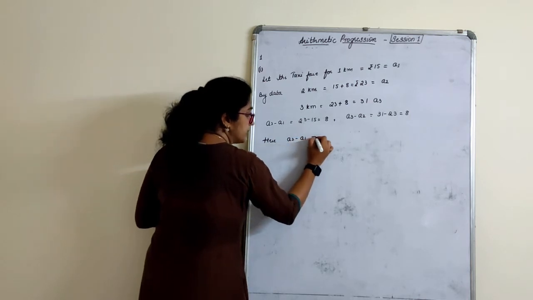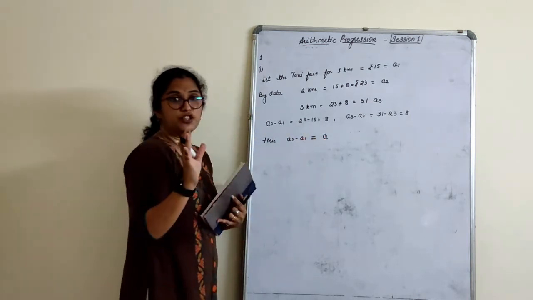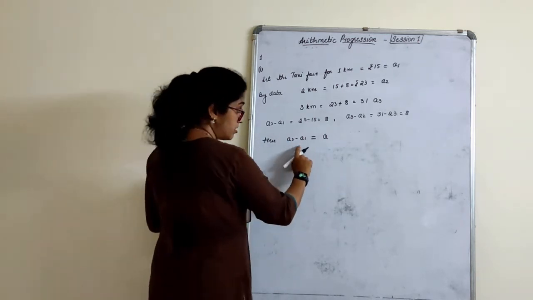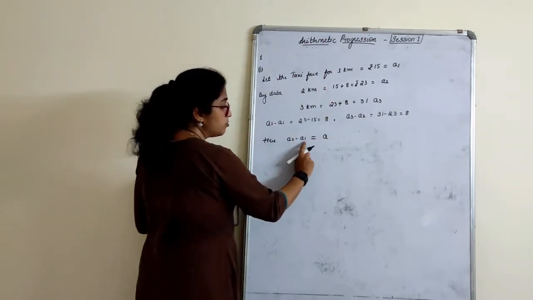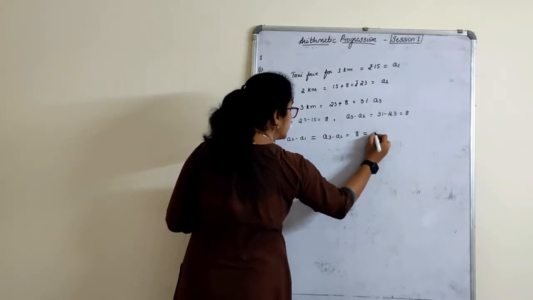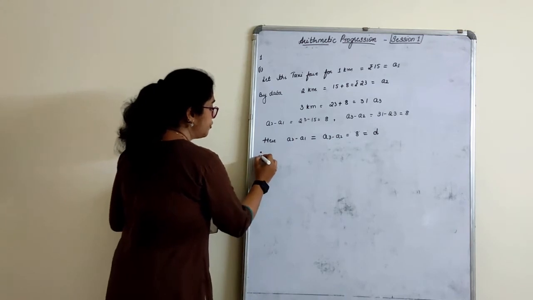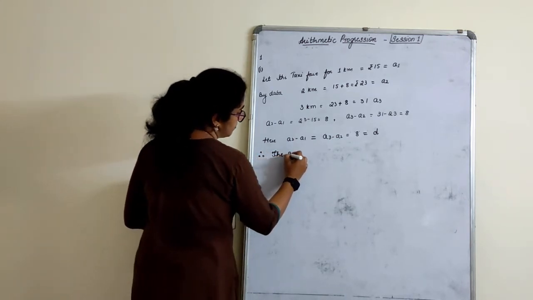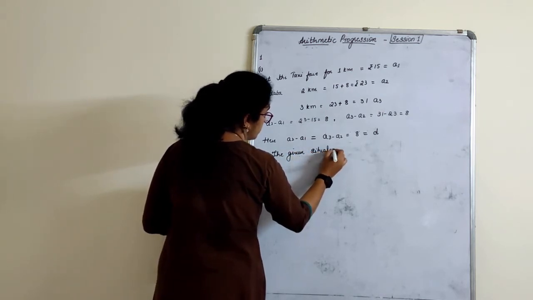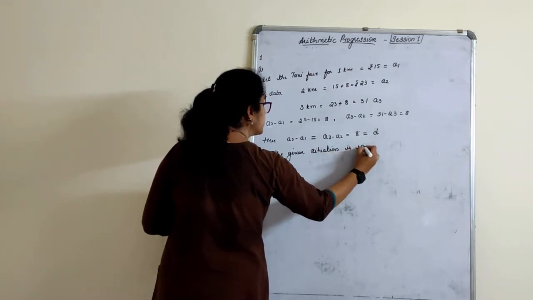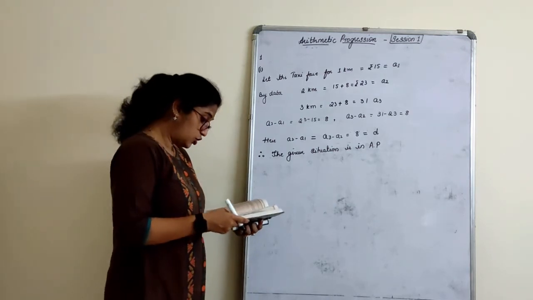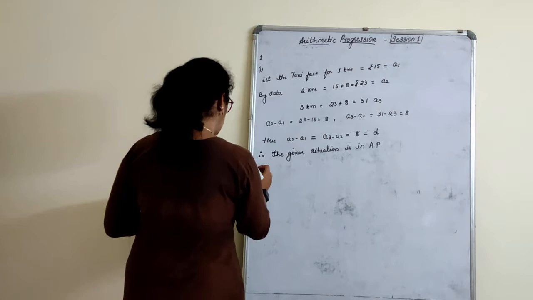A2 minus A1 is equal to... how do you find an AP first of all? If the common difference is the same, then it is an AP. That is what we are doing here. This is the procedure and rule of how to find it. A2 minus A1 is equal to A3 minus A2, that is equal to 8, that is equal to the common difference. Therefore, the given situation is in AP. They had asked why, that is the explanation here. The given situation is in AP. So let's check the next one quickly.